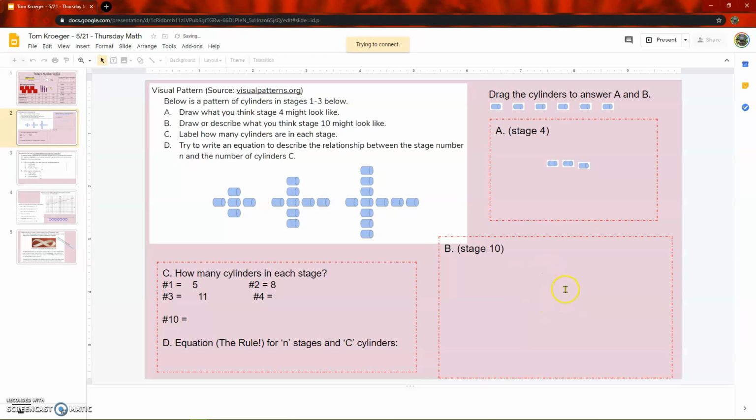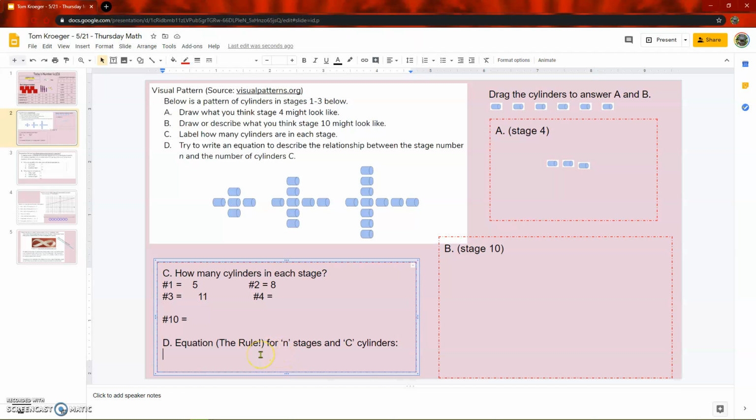Right? How many cylinders should there be in number 10? How many going across? How many going up and down? And what would be the rule then? Using C, using N, what would be the rule for any stage? Not just these stages, but any stage.